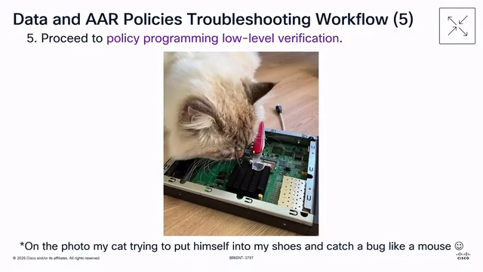And this is, by the way, my cat trying to put himself into my shoes and find a bug like a mice, right? This is an old VH router, by the way. And the cat is very famous in Belgium. He is a national winner and world champion according to the World Cat Federation, by the way.